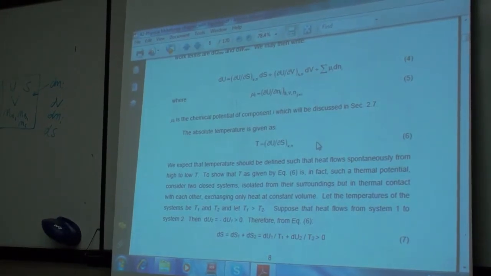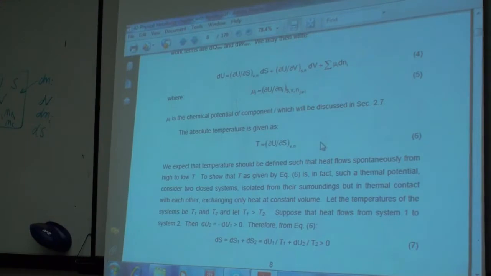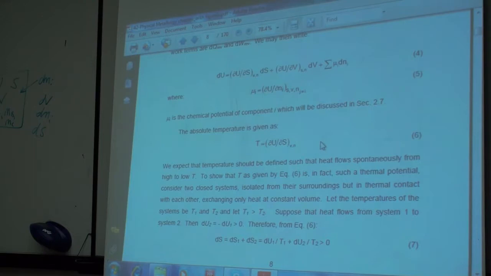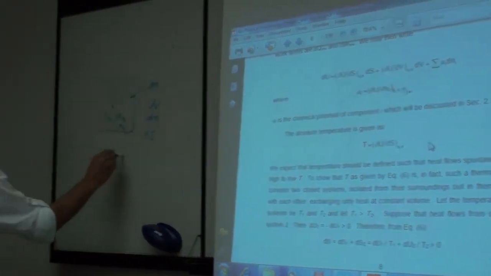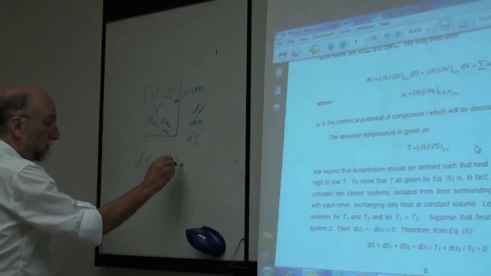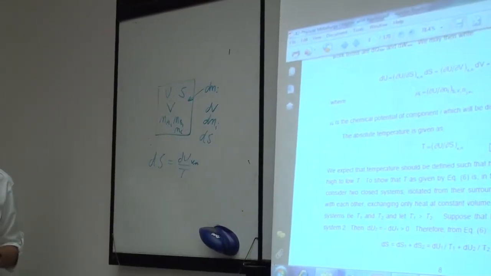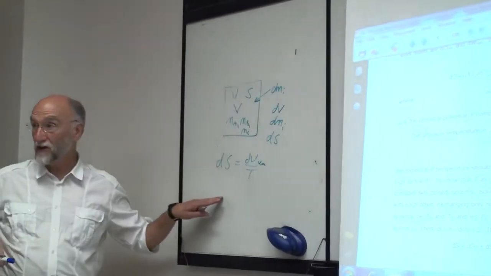In the classical version of thermodynamics, developed in the 19th century, it's the other way around. We think of temperature as an intuitive property, as being a thermal potential for the transfer of heat. And then we turn this the other way, we would say that the change in entropy of a system is equal to dU at constant volume and number of moles over T. So the classical definition of entropy is this.